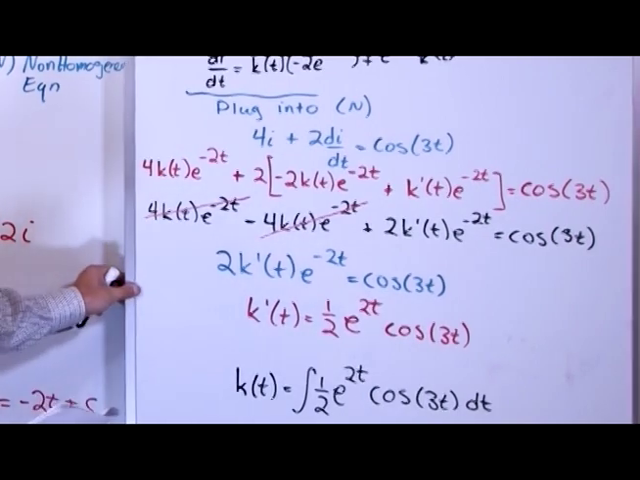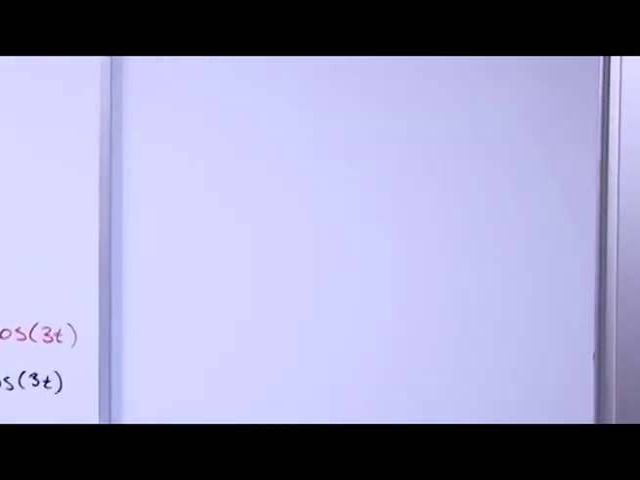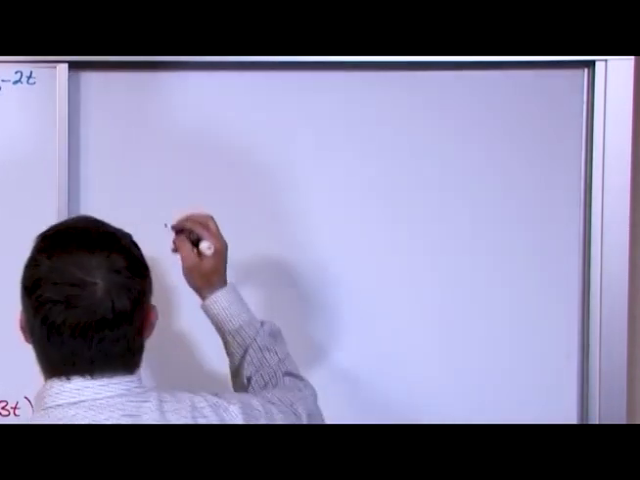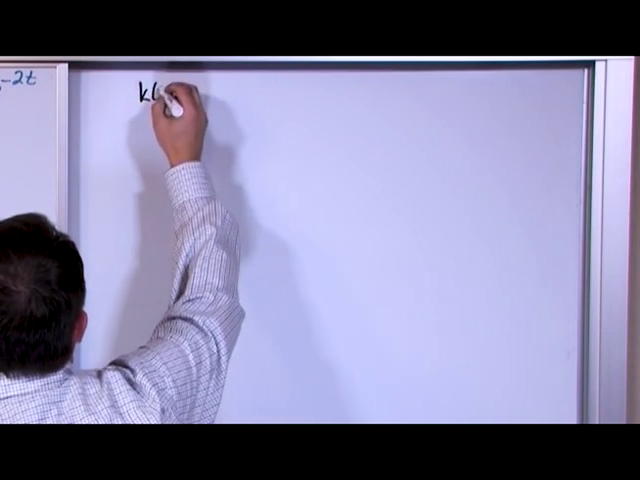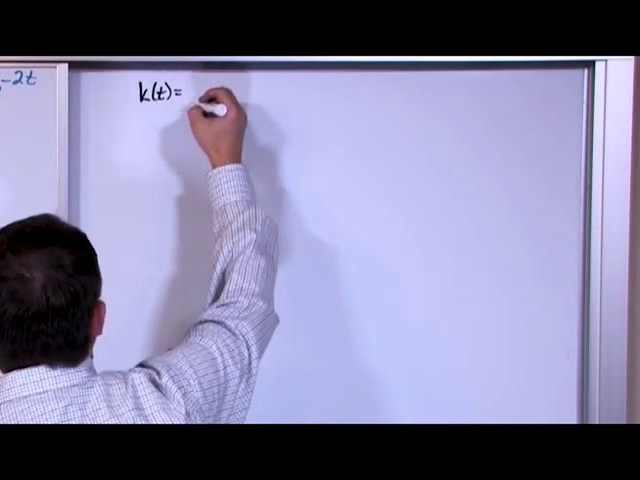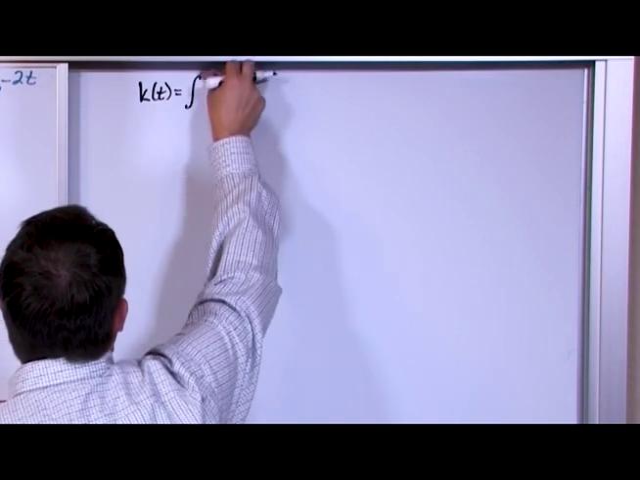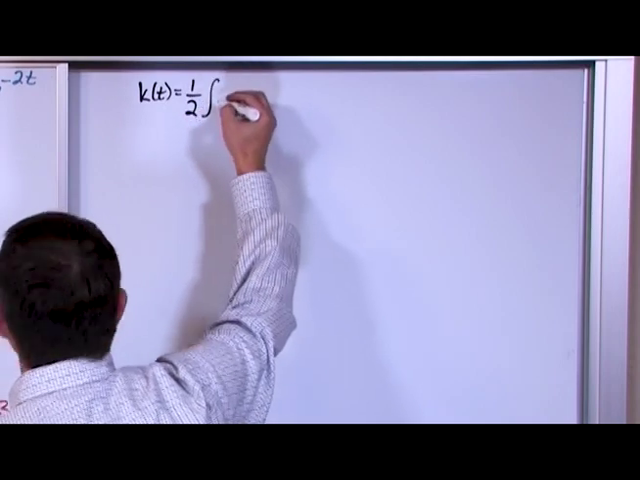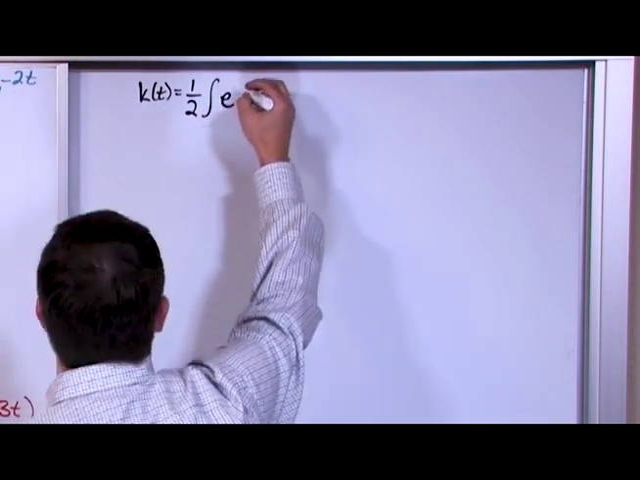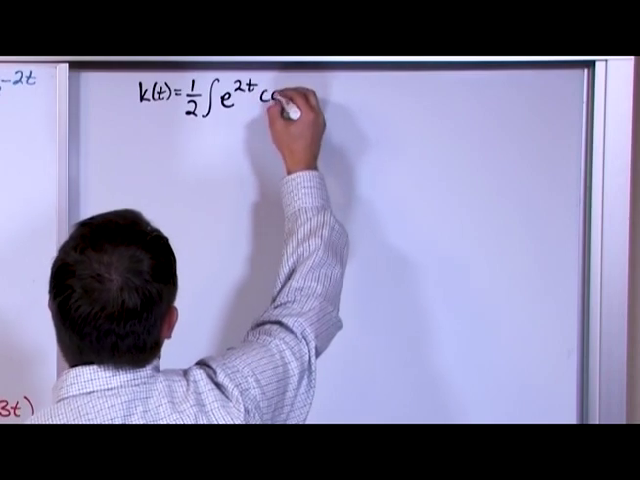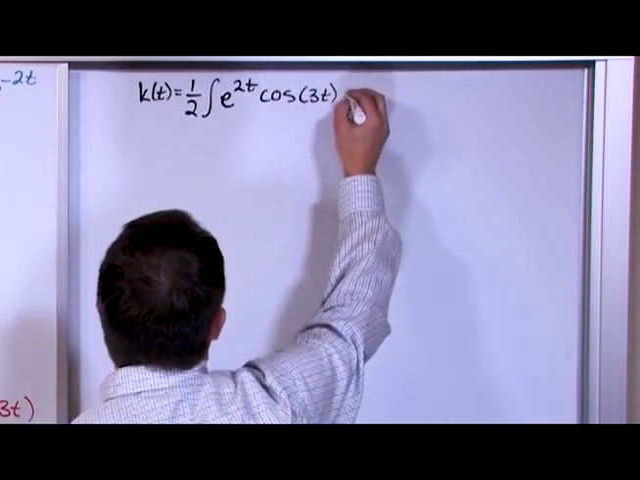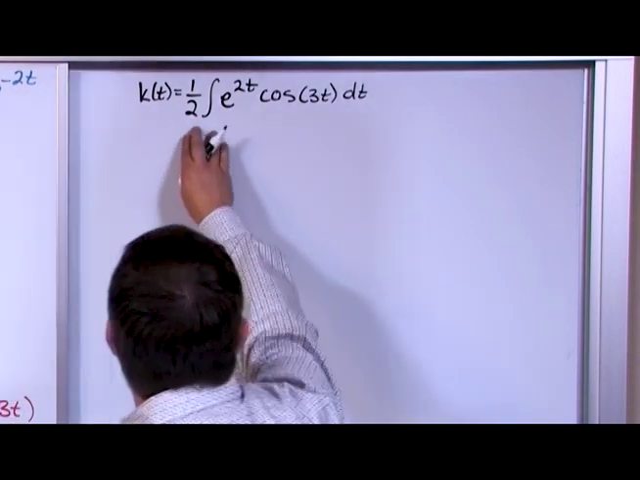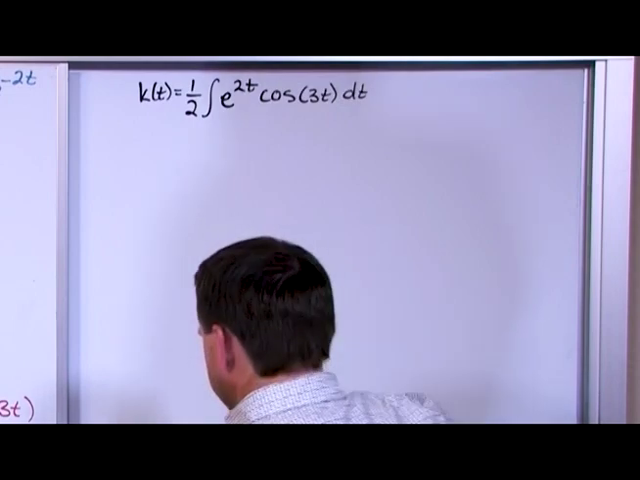So what we're going to do now is integration by parts twice. It's a little bit of a pain, but we're going to get it done. All right, so let's rewrite our problem here. We have k prime of t equal to 1/2 times the integral of e to the 2t times cosine of 3t dt. All I did was take the 1/2 sitting out in front and pull it outside the integral. This is the integral we really need to solve.